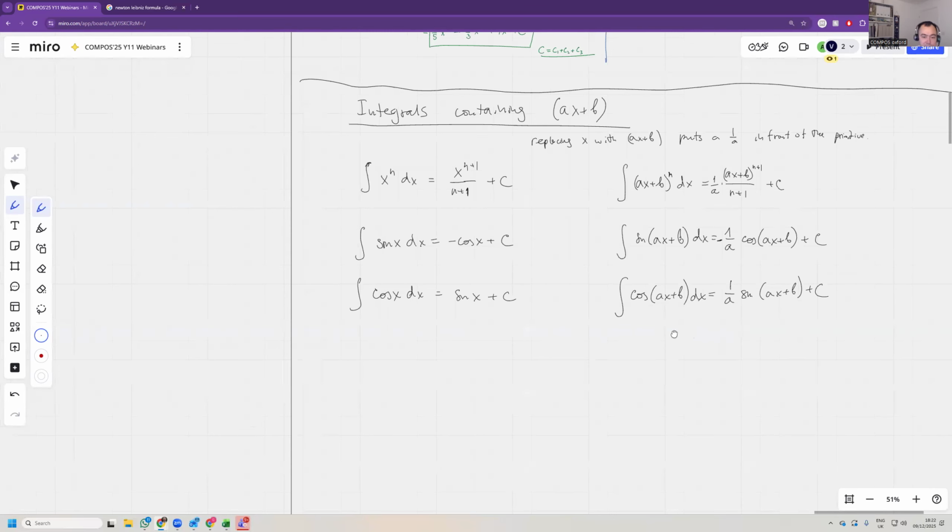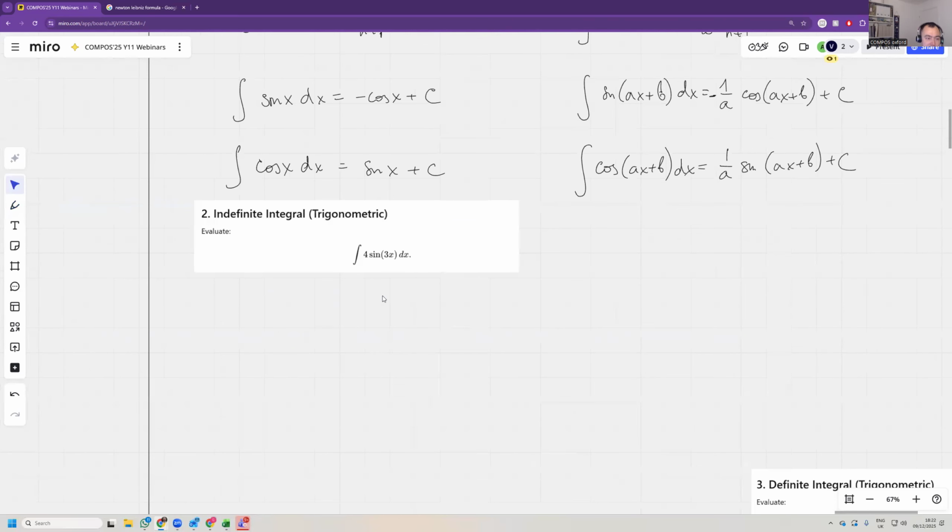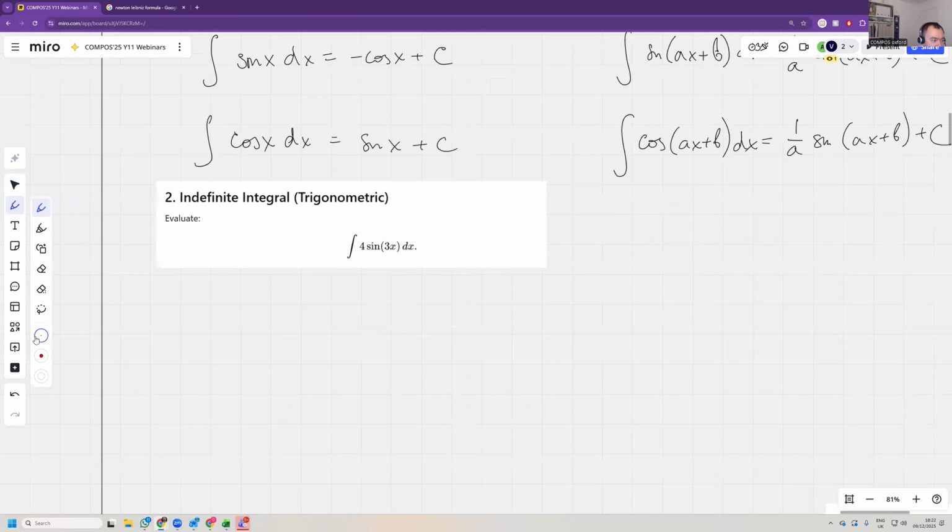And straight away, we can do an example. It's the integral of 4 sine 3x dx. The 4 goes out, so that's 4 times the integral of sine 3x dx. And we know that the only difference it makes is there's a 1 over 3. So it's minus 4/3 cosine 3x plus c. That's it. It's very straightforward.